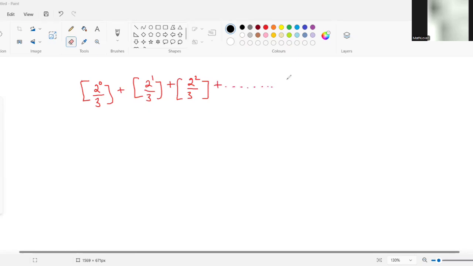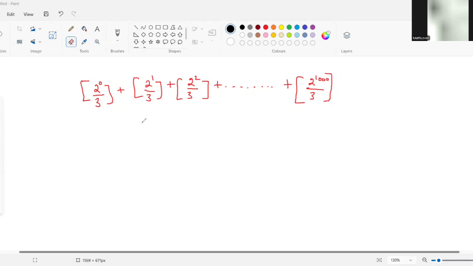I'm adding a summation here, starting from 2 power 0 by 3 till 2 power 1000 by 3. But notice they are all inside the greatest integer function. So whenever we try to do addition on greatest integer function, we need to know what value it creates.